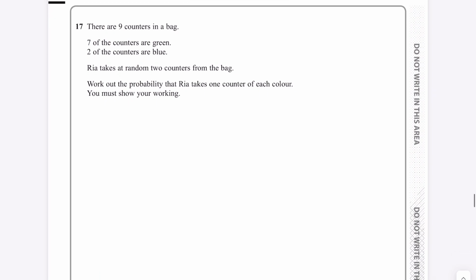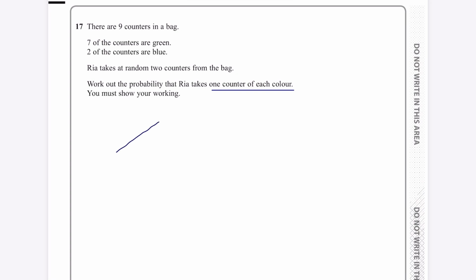There are 9 counters in a bag. 7 of the counters are green, 2 of the counters are blue. Ria picks 2 counters from the bag. Work out the probability that Ria takes 1 counter. This bit is key: 1 counter of each colour. Okay, looks like you can draw a tree diagram for this.